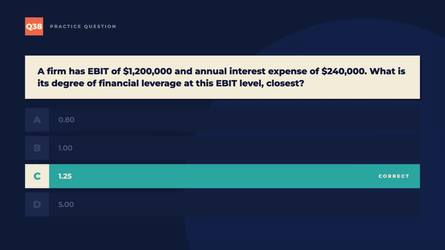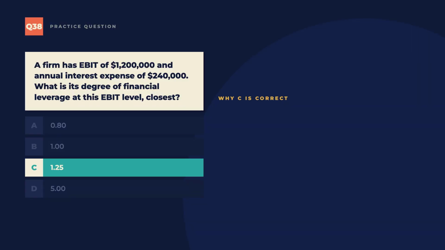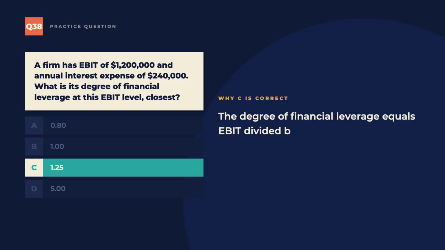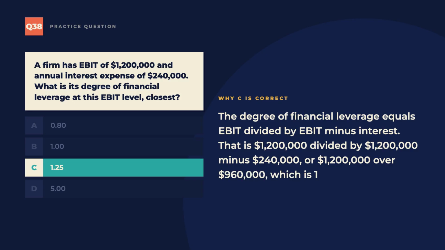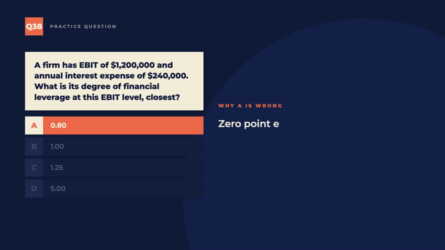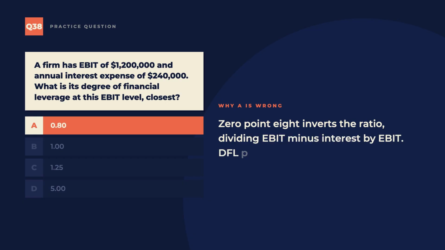The correct answer is C. 1.25. C is correct because the degree of financial leverage equals EBIT divided by EBIT minus interest. That is $1,200,000 divided by $1,200,000 minus $240,000, or $1,200,000 over $960,000, which is 1.25. A is wrong because 0.8 inverts the ratio, dividing EBIT minus interest by EBIT. DFL puts EBIT on top, so the value is above 1, not below it.